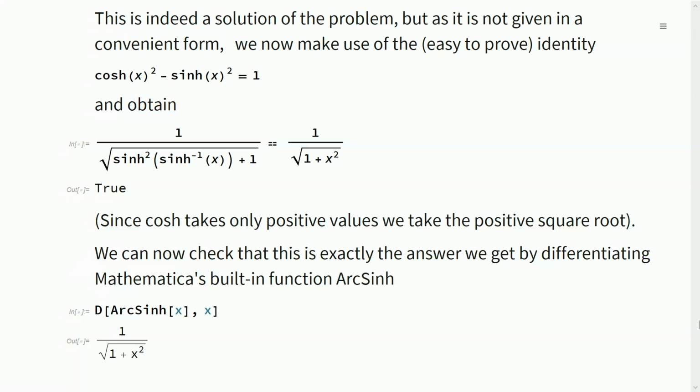So we can make use of the easily proved identity, and since cosh takes only positive values, we can take the positive square root. So finally, spending quite a lot of time on this illustrative example will allow students to verify everything by differentiating Mathematica's built-in function arcsinh. So students learn a lot of theory along the way and learn how to interpret and verify the computations.